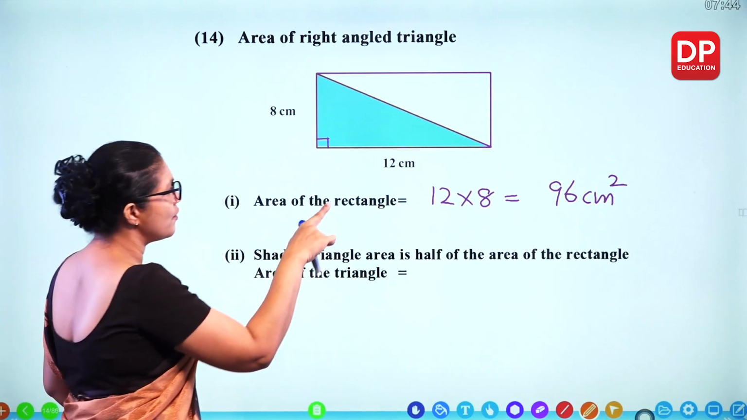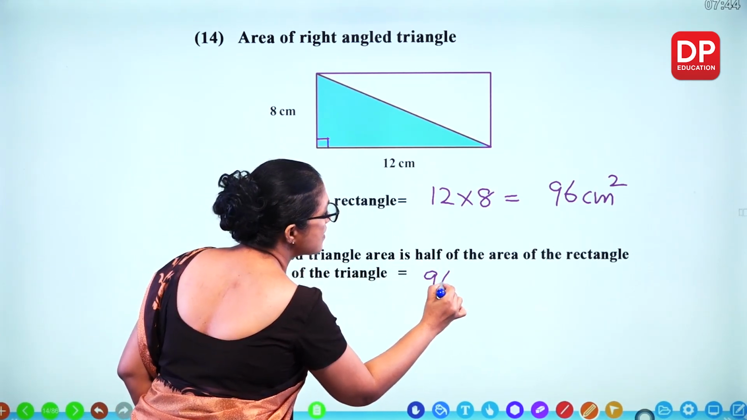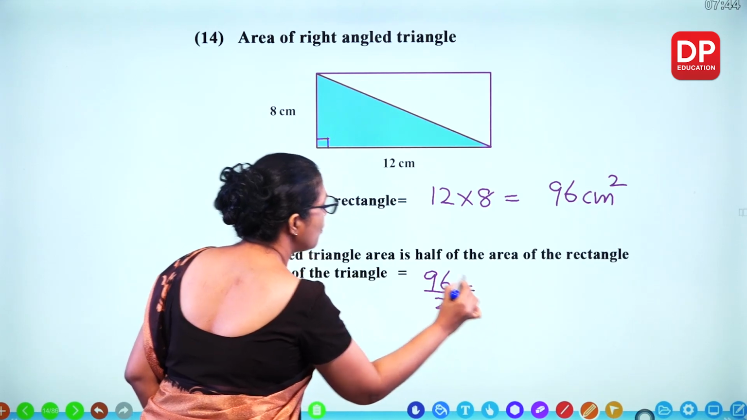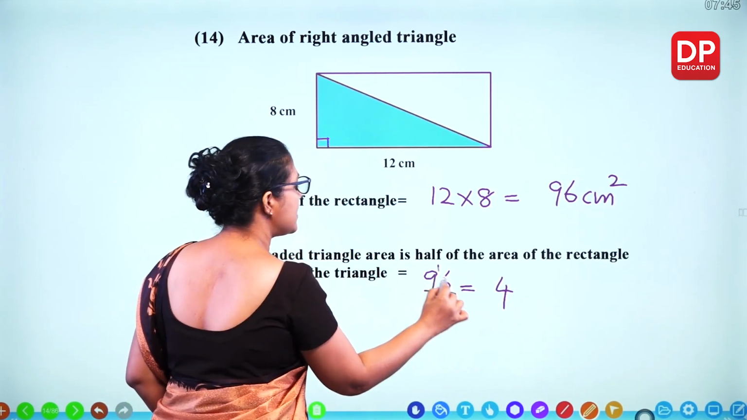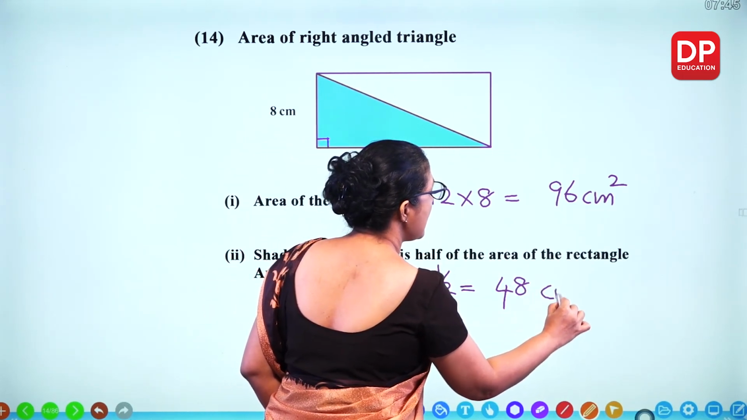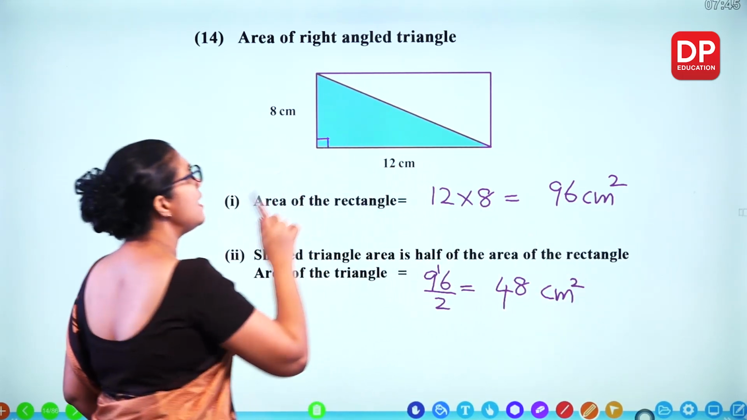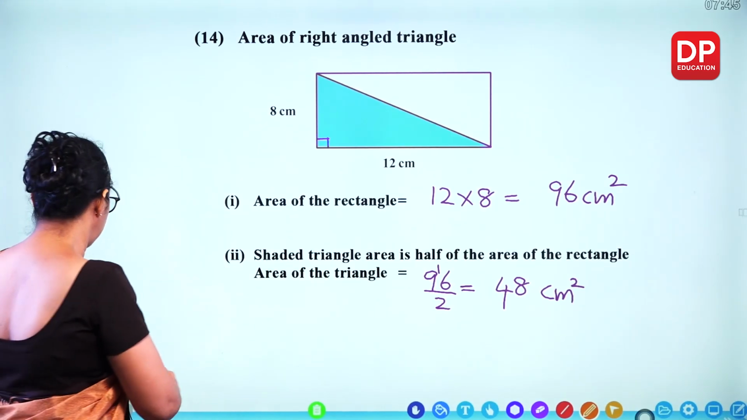So how do we find out the area of the right angle triangle? 96 divided by 2. 2 times 4 is 8, and this is 2 times 8, 16. 48 square centimeters is the area of the right angle triangle here.